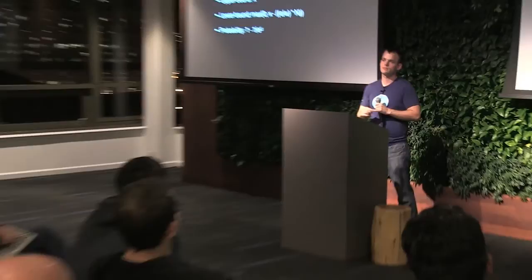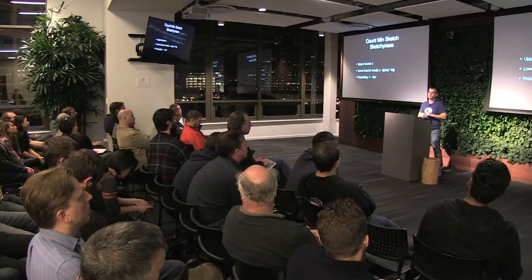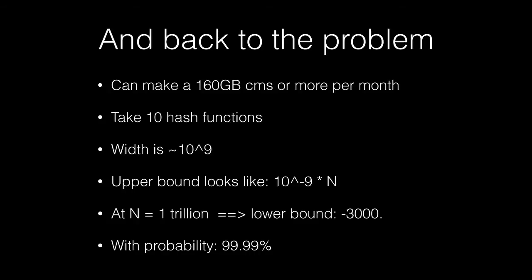Ian, this may help. I'm not sure if this is clear. Each hash function only writes to its own row, right? So you never have collisions between hash functions. You only have collisions between different keys on the same hash function. Make sense? Okay.